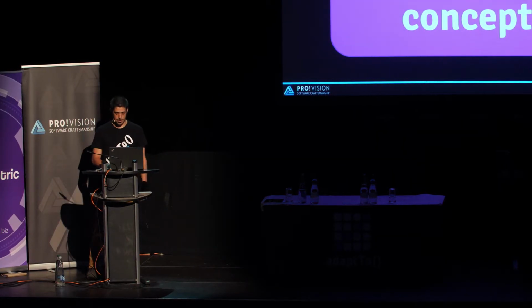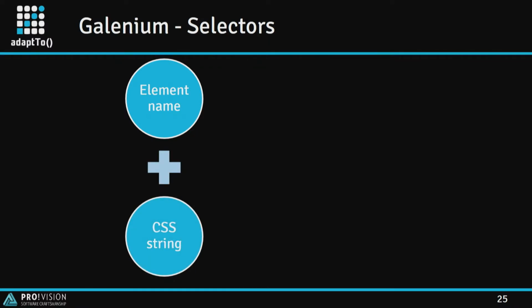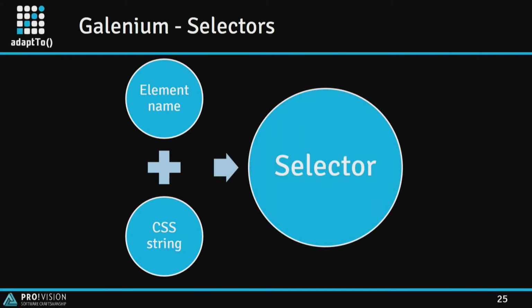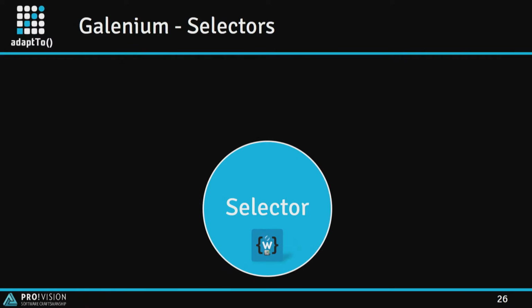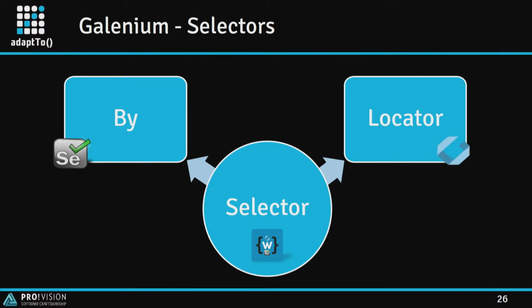Very central concept coming up now. It's selectors. So basically, we get an element name, we get a CSS string. It's very, very similar to what we've already seen, but this is called a selector in Galenium, a Galenium selector. So it's basically just an element in the CSS, and you can just get a By object from that, which is what Selenium uses to identify elements in the browser. Or you can get a locator, which is what Galen uses. So within Galenium, we will always use selectors whenever we hand off to the others. We're going to use asBy or asLocator.